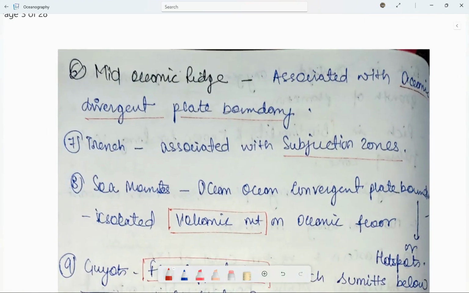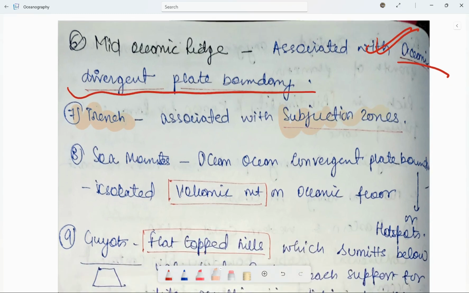Next comes mid-oceanic ridges. As we have learned in landforms, these are formed because of the oceanic divergent plate boundary. Next comes trenches. Trenches are associated with subduction zones. As we have learned in landforms, where two plates collide, the plate with the lower density subducts below and forms trenches. These are very deep, and are the deepest points found on the earth.